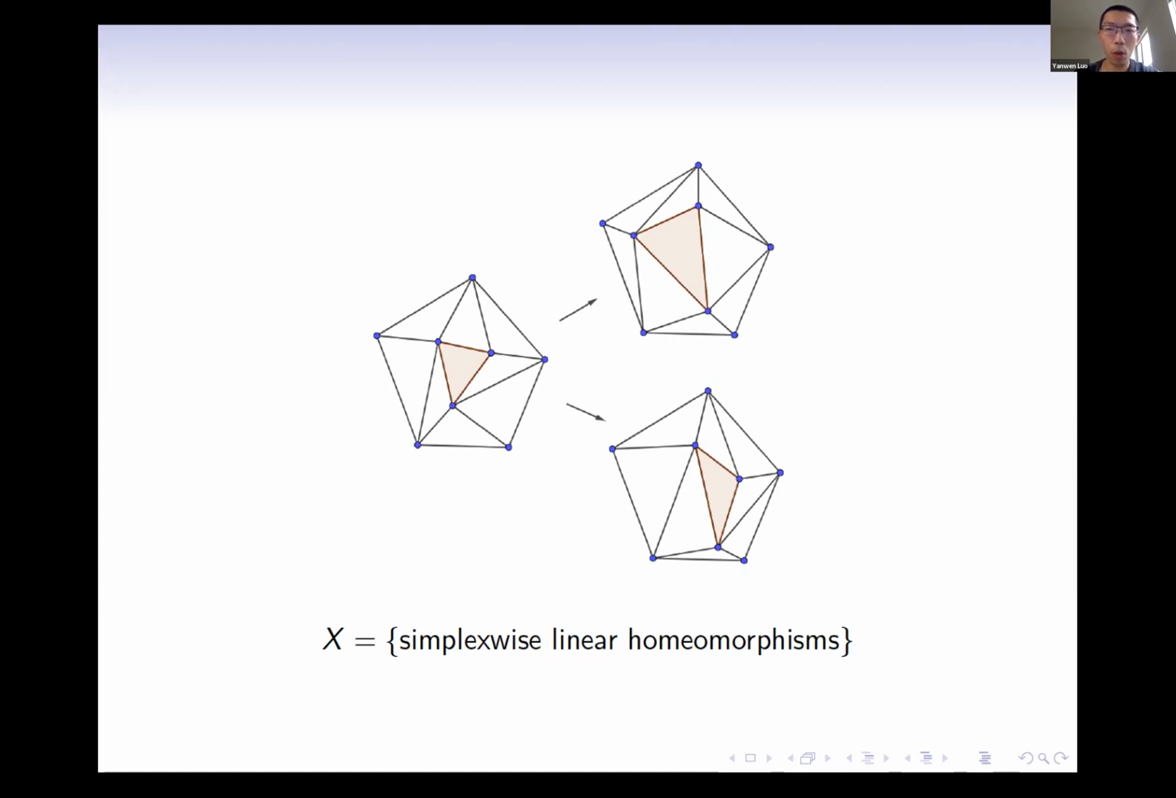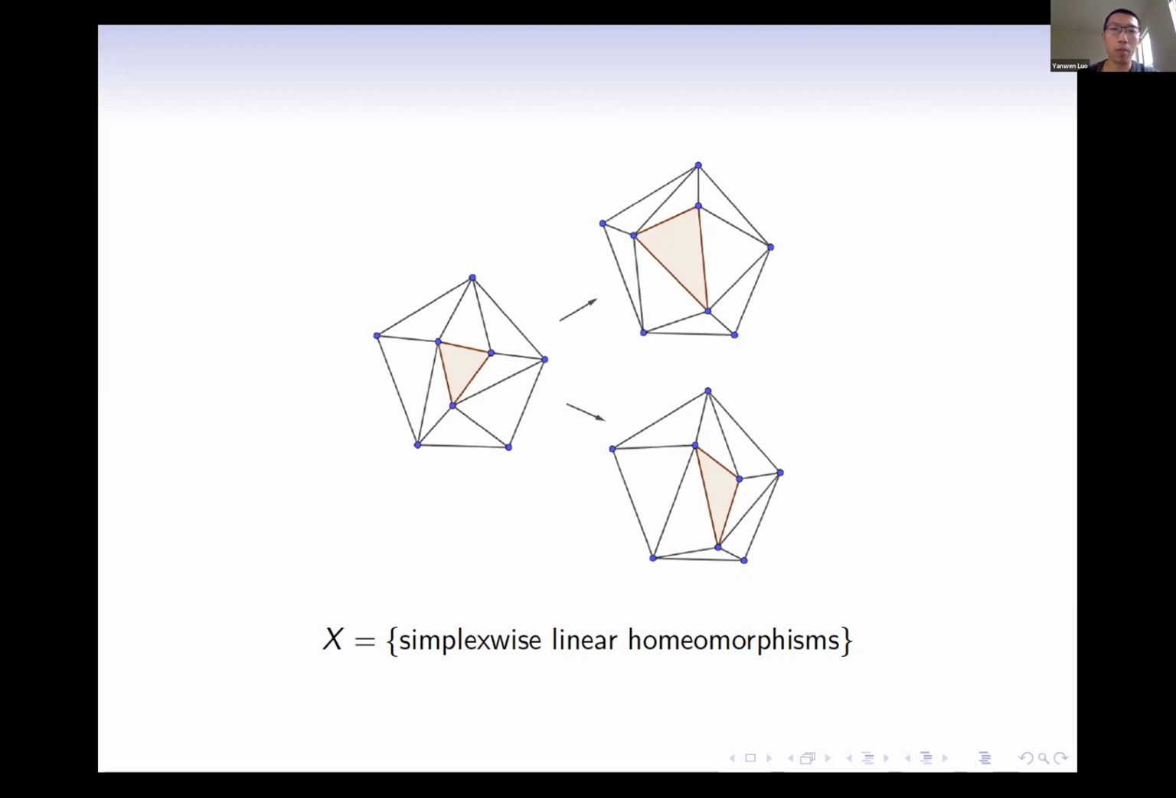And you can see from the configuration on the right that we have 2 different simplex-wise linear homeomorphisms. But if we think more, it's easy to see that once you determine the position of the interior vertices, because we know it's linear, we can just do linear extension along the edges and then linear extension along faces. Once you fix the interior vertices inside of this polygon, we can do linear extension and determine a unique simplex-wise linear homeomorphism.